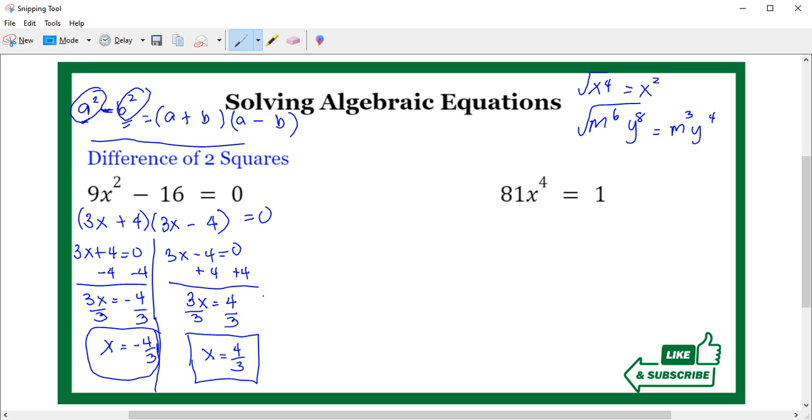You still have two answers. Okay, so now let's move on to our second example. Is this a difference of two squares? Maybe, maybe not. Okay, we'll find out. But first things first, we need to make sure that this other side right here is 0.